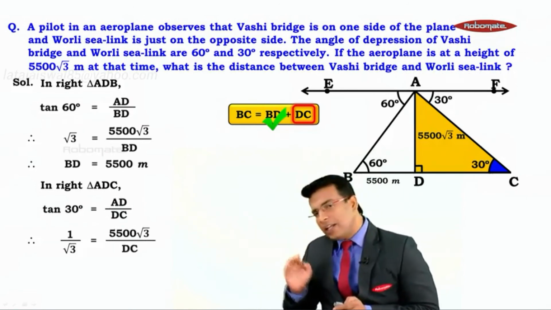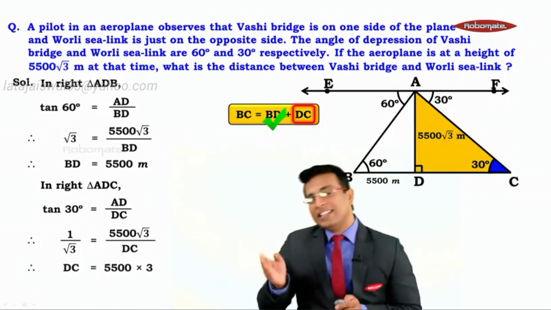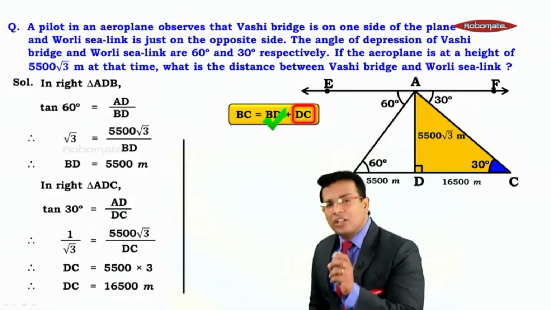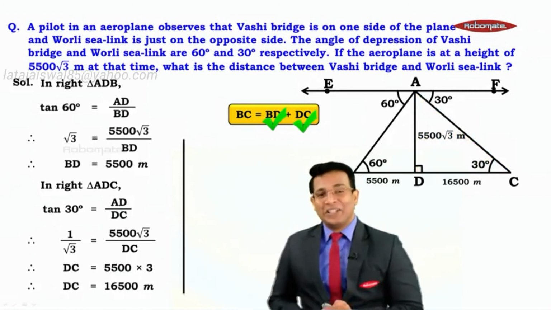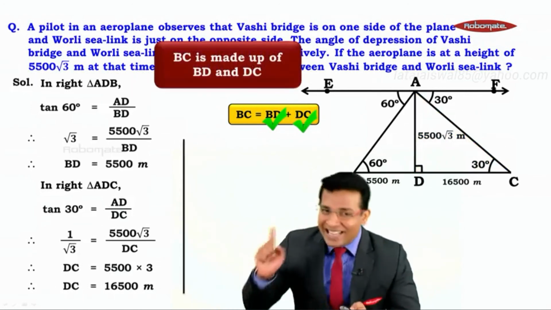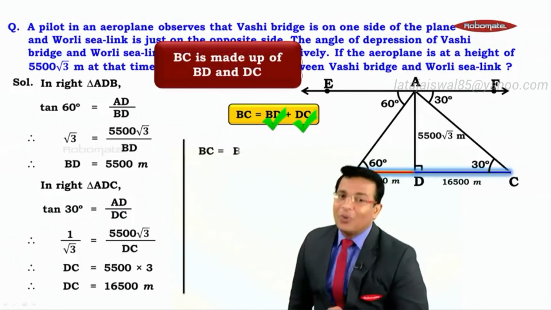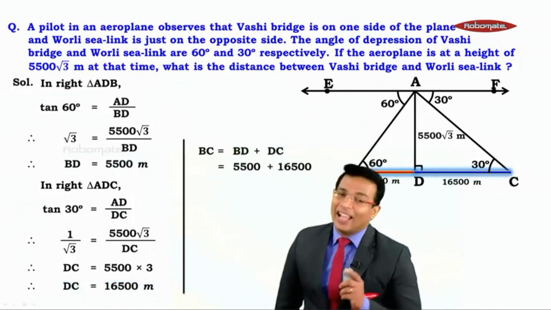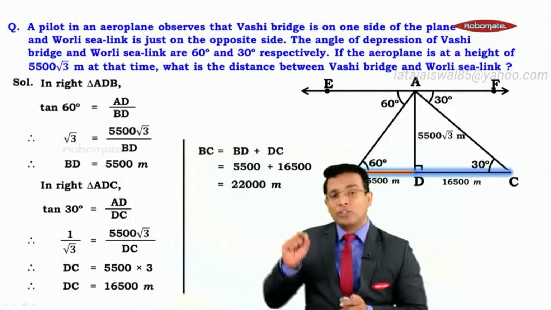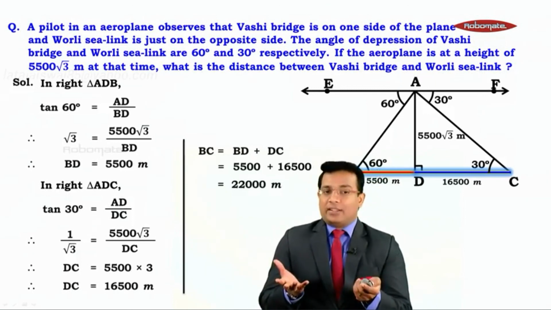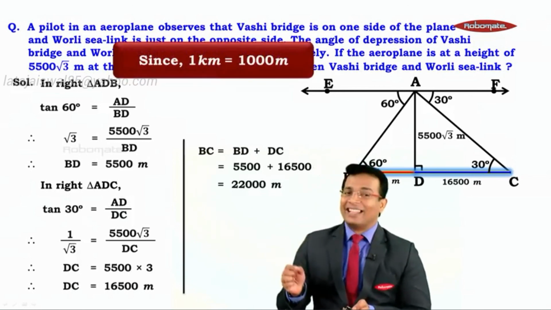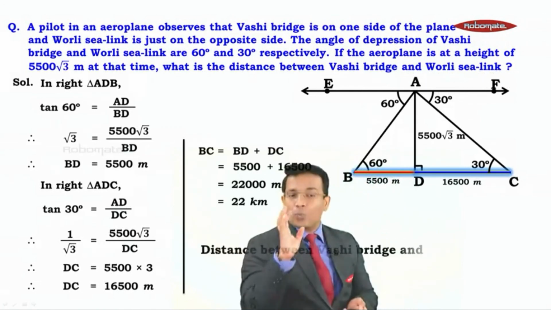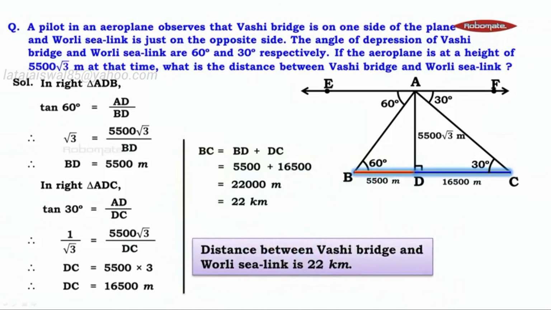So now we cross multiply. So DC goes on to the left hand side there, numerator. So we get DC is equal to 5,500 √3 into √3 gives you 3. And when we multiply, we get the length of DC to be 16,500 meter. So we got the length of DC too. So BD and DC both done. So can we find BC? Yes. So now we write BC is equal to BD plus DC. That is nothing but 5,500 plus 16,500. And when we add it, we get that to be 22,000 meter. So in kilometer, when we write this, that is divide by 1000, we will get that the value of BC is 22 kilometer. That means now we know that the distance between Vashi Bridge and Worli ceiling is 22 kilometer. That's the sum.